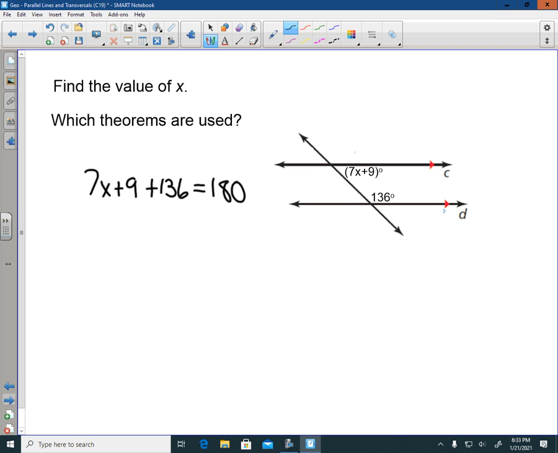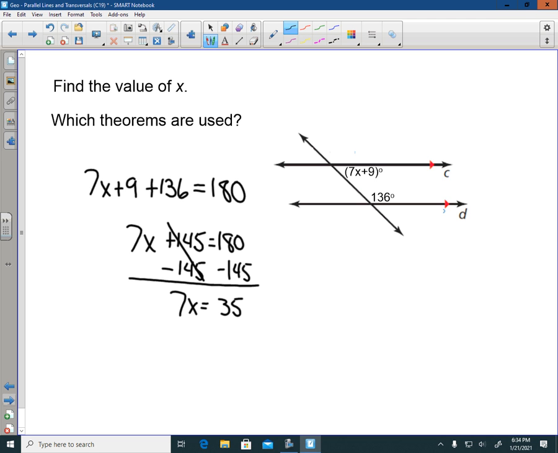Now, we have some like terms. We've got 9 and 136, so 7x, and then 136 plus 9 is 145. And that equals 180. Subtract 145 from both sides. Creates this cancellation. You've got 7x equals 180 minus 145, which is 35. And then divide both sides by 7. X equals 5. And there you go.